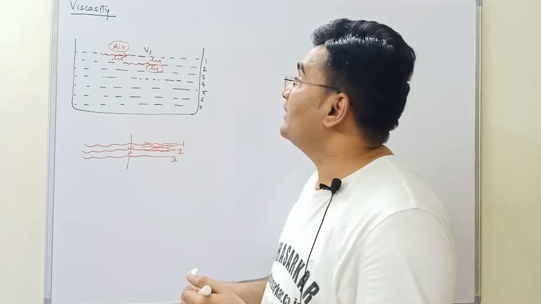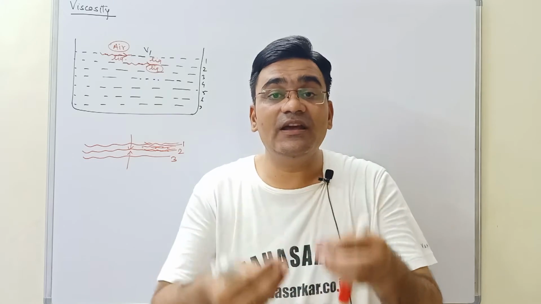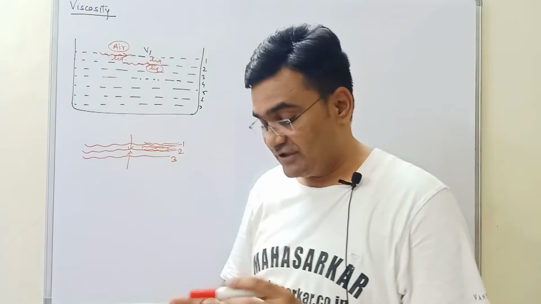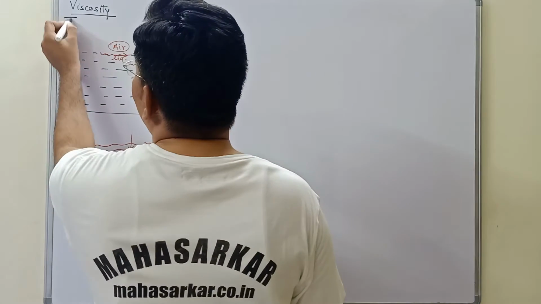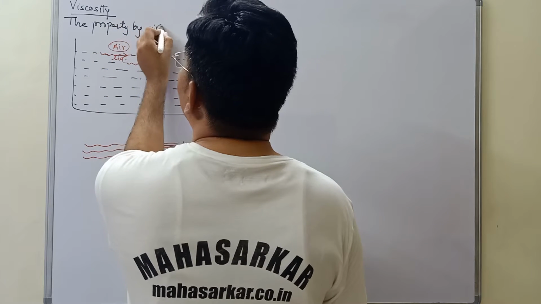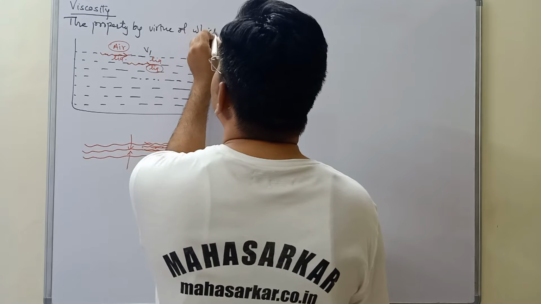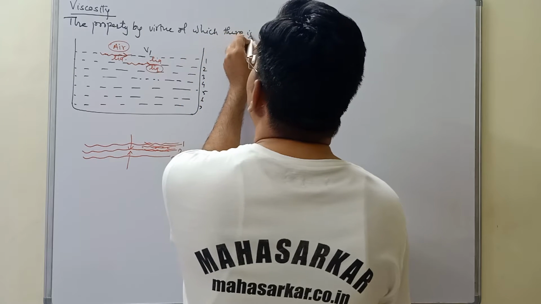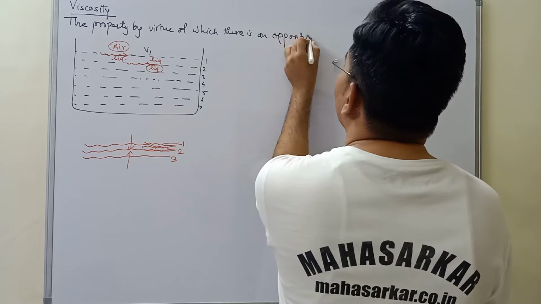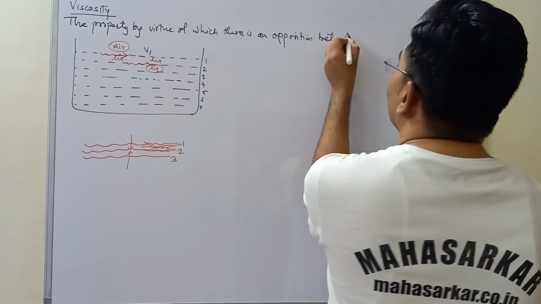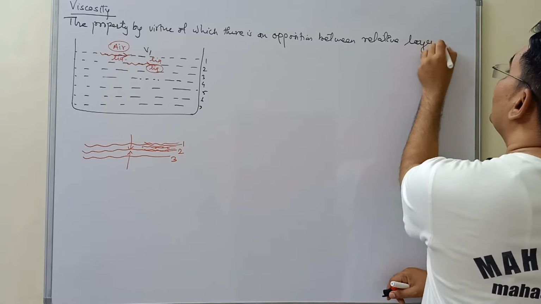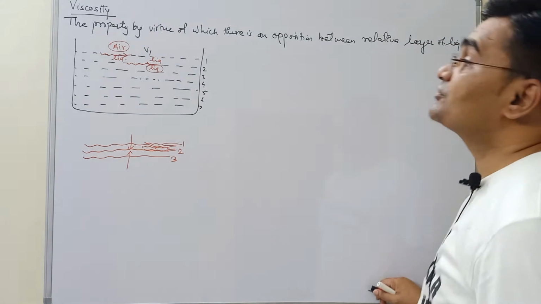That ability of liquid in which the relative motion between the layers of liquid is opposed because of their own neighboring layers is called what? Viscosity. So what is the viscosity? The property by virtue of which there is an opposition between relative layers of liquid is called viscosity.